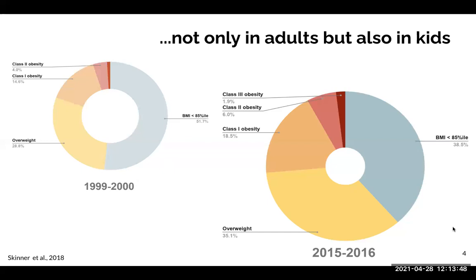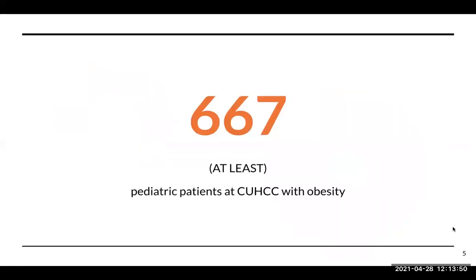At COOC, based on some preliminary numbers I just tried to pull together from EPIC, at least 667 of our pediatric patients have a diagnosis of obesity or have a body mass index that is 30 or more. So putting them into that category of obesity by body mass index. And this is likely an underestimate, as I had some trouble pulling some of the BMI percentile data for the kids.